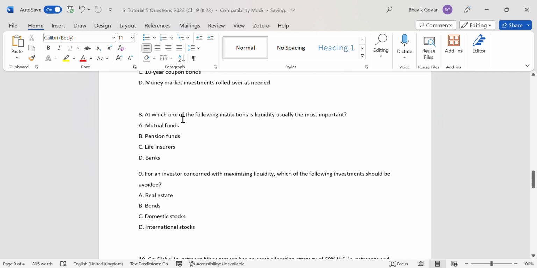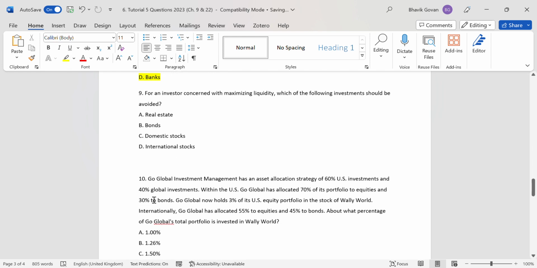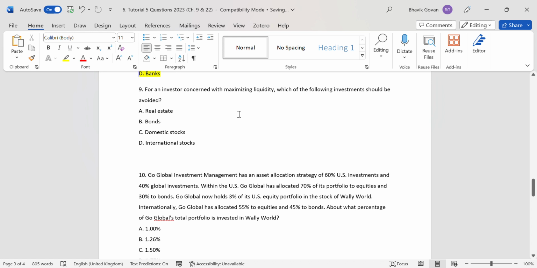At which one of the following institutions is liquidity usually the most important? There's mutual funds, pension funds, life insurers, banks. So I think, yeah, D is definitely the answer. For an investor concerned with maximizing liquidity, which one of the following investments should be avoided? Real estate, bonds, domestic bonds, international stocks. Real estate. So the answer is A.